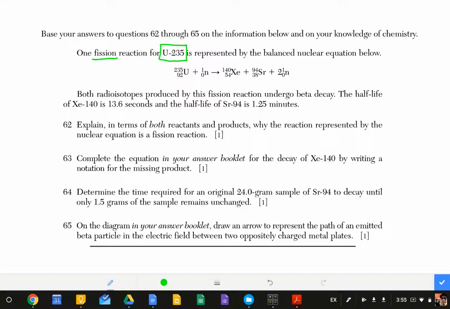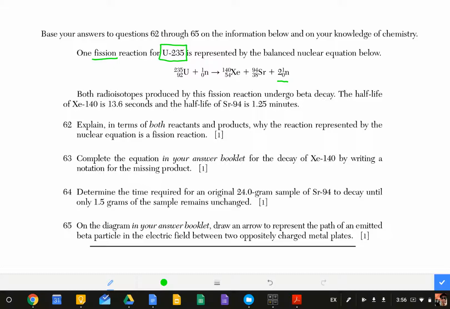So let's look. You have uranium with a mass of 235 and 92 protons get struck by a high energy neutron. And if you notice, the uranium atom basically broke down into a xenon isotope, xenon 140, and strontium isotope 94. And the reaction also emits two high energy neutrons.